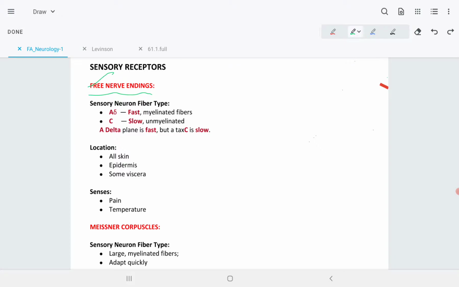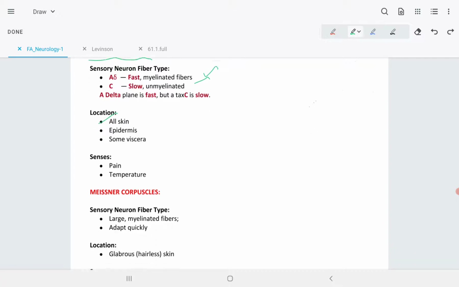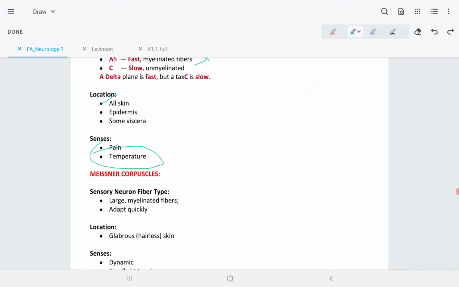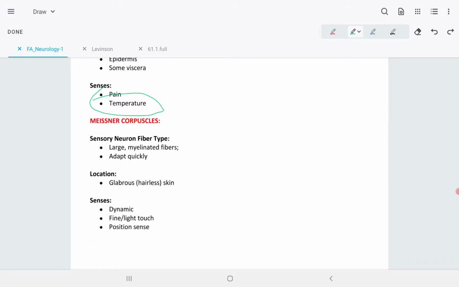There is the A-alpha, which is fast and myelinated, and the C, which is slow and unmyelinated. There is a thumb rule that any neuron which is myelinated must be faster in velocity. Their location is all over the skin, present in the epidermis and some viscera. What they sense is the main important topic: they sense pain and temperature. And now the Meissner corpuscles.